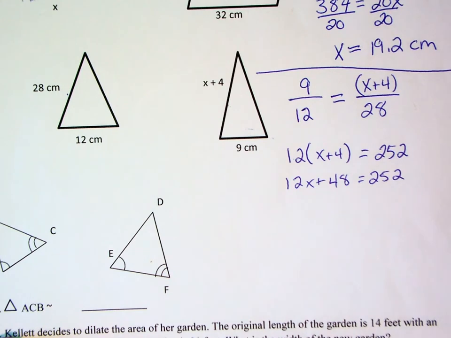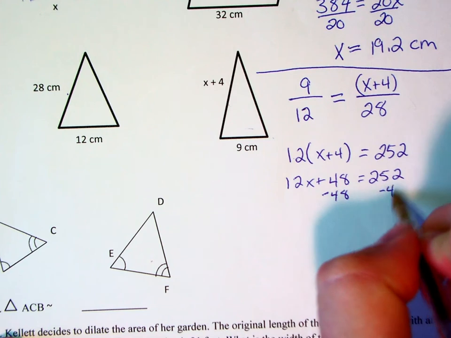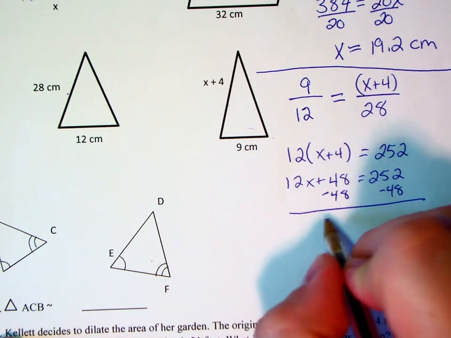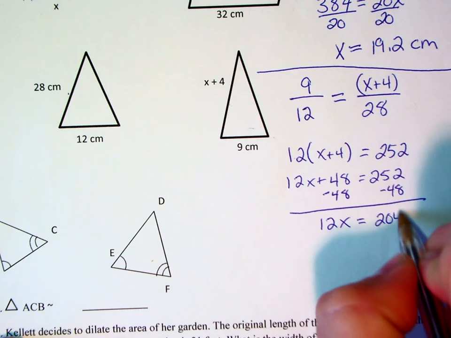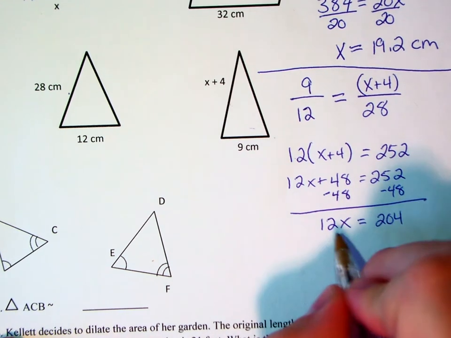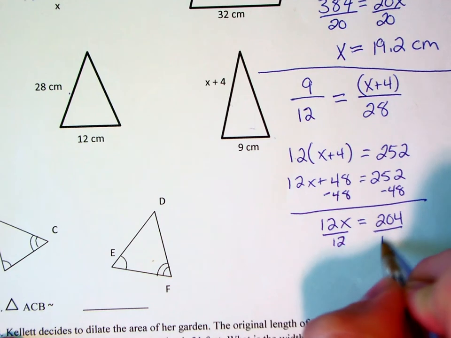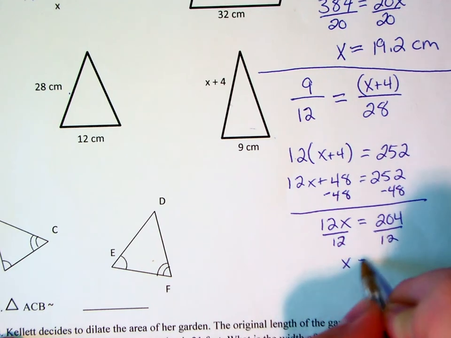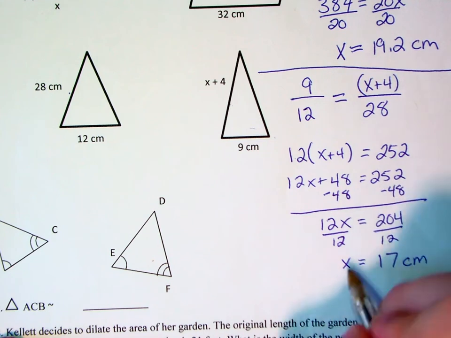And then I will subtract 48 from both sides. 12x equals 204. And finally, we will divide by 12 on both sides. And we see that x equals 17 centimeters.